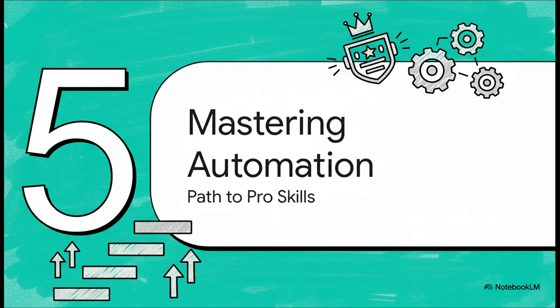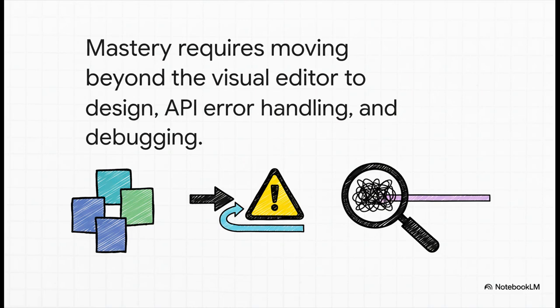Okay, so we know the problems. We've seen the pitfalls. Now let's talk about leveling up. How do you go from someone just starting out to a true automation pro? You see, real mastery of n8n isn't just about knowing which nodes to connect. That's just step one. It's about learning to think like an engineer, designing workflows in a modular way, handling errors gracefully, and knowing how to debug when things inevitably break.